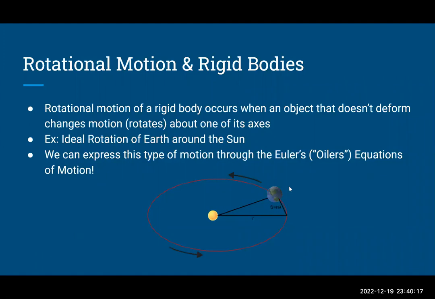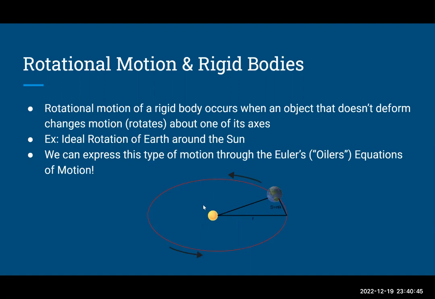This leads us to the rotational mechanics of a rigid body. A rigid body undergoes rotational movement when it is undergoing motion about one of its axes. This type of movement is seen in many ideal processes today, such as this example, where the Earth is rotating about the Sun. As depicted, it is an ideal process, so it is going about one of its axes, but changing direction in the other.